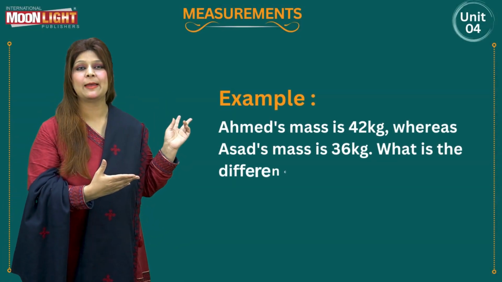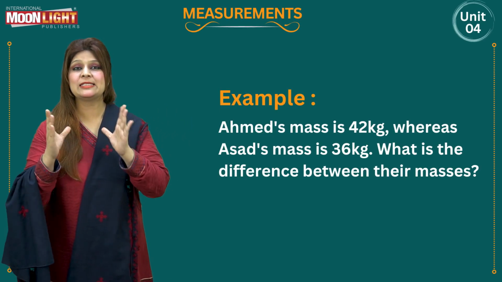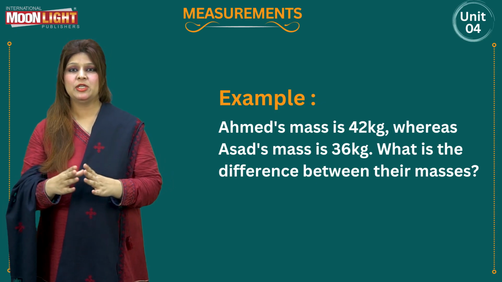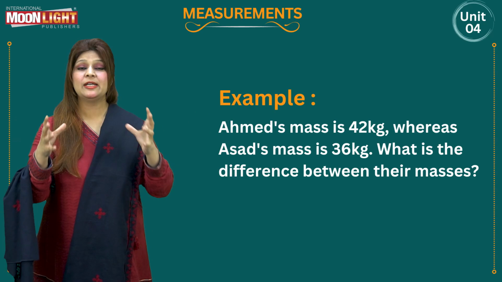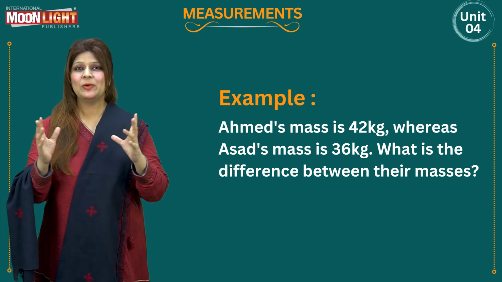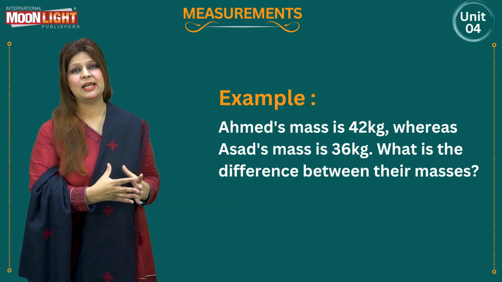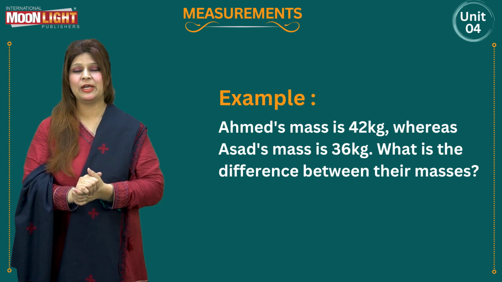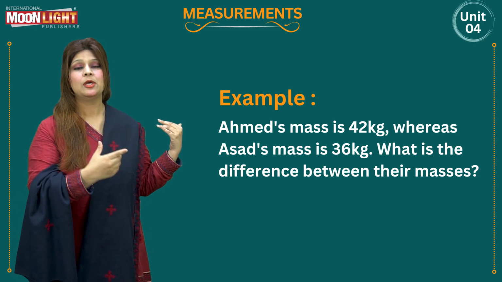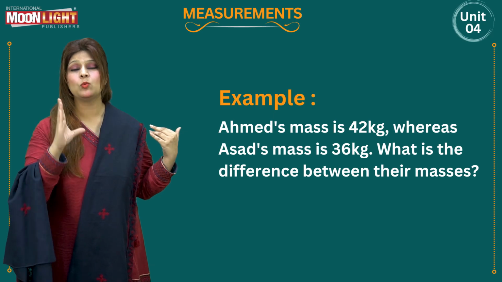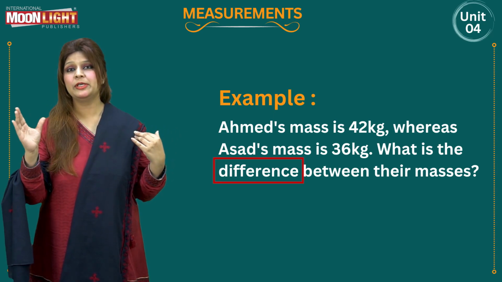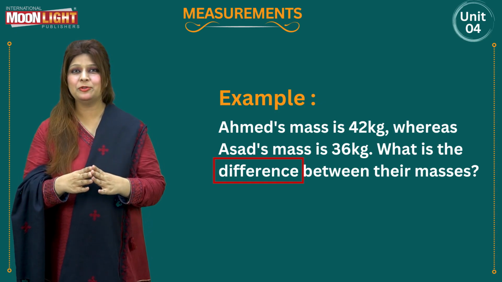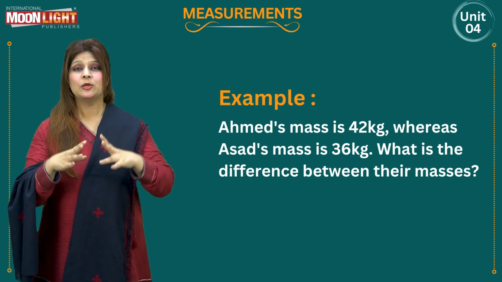Here the statement of the example is Ahmad's mass is 42 kg, whereas Asad's mass is 36 kg. What is the difference between their masses? This is very interesting example. Well, this is what we already observe in our daily life that, for example, I have different weight. So this is the difference basically we are going to find out. So right now from this example, you are going to get the statements and from this word difference, highlight the word difference. This word is really very important because this is telling you that you are going to do subtraction.